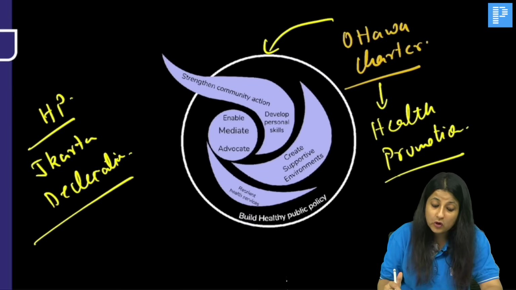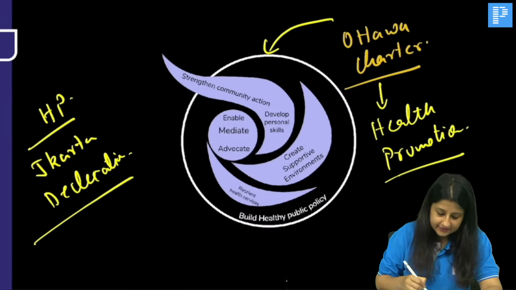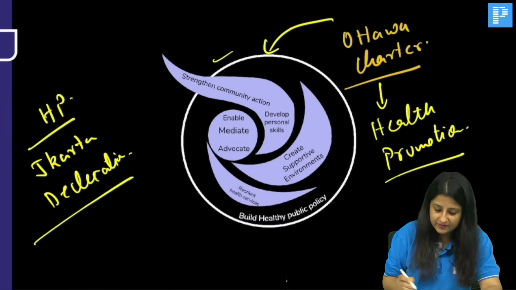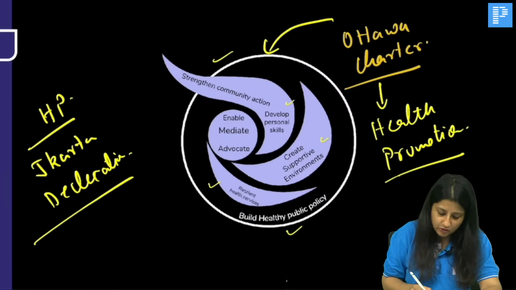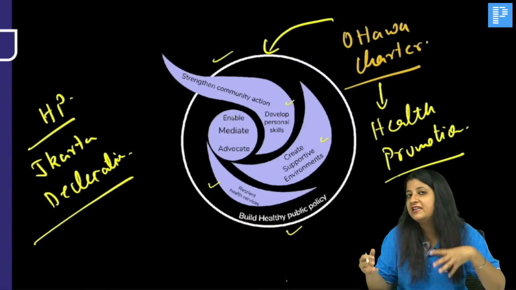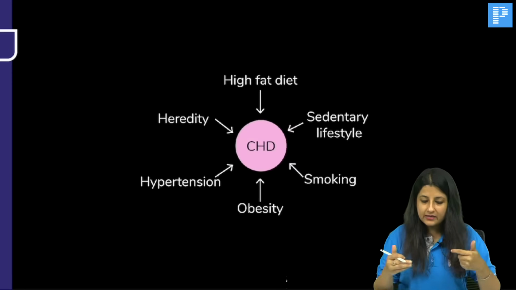This largest prospective cohort is Framingham Heart Study. This is not that, okay? This is Ottawa Charter, where we have components: strengthen community action, develop personal skills, create supportive environment, reorient health services, build healthy public policy, enable, mediate, advocate. You don't need that much detail, you should know the image. Okay, next one. What image is this?